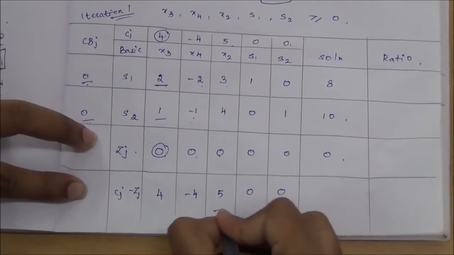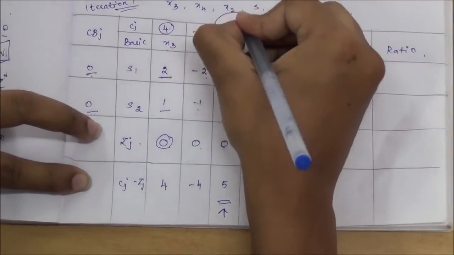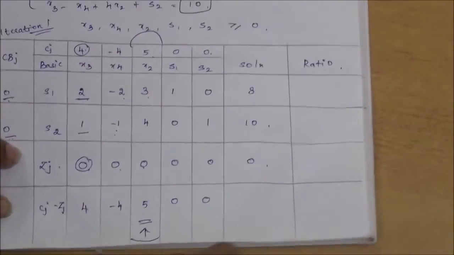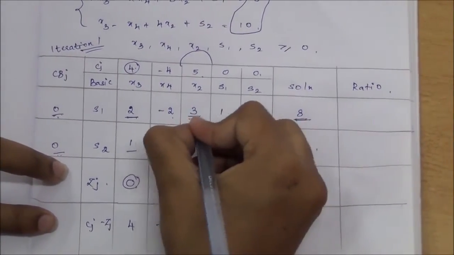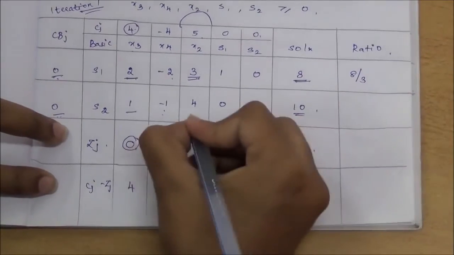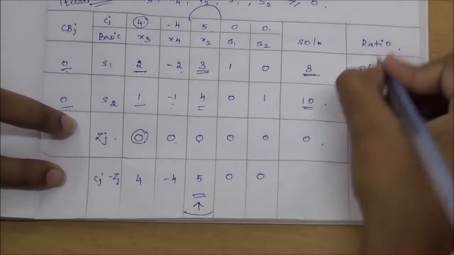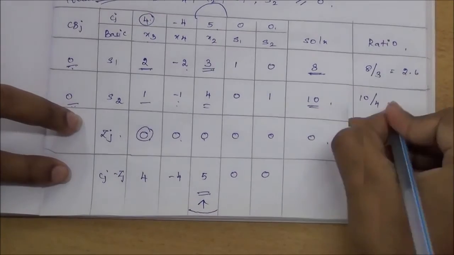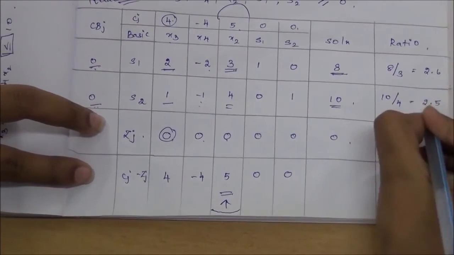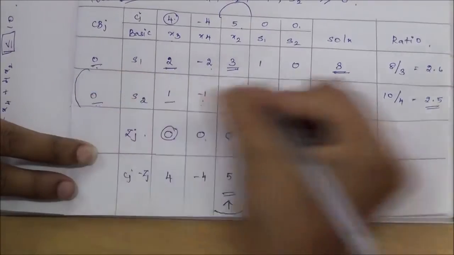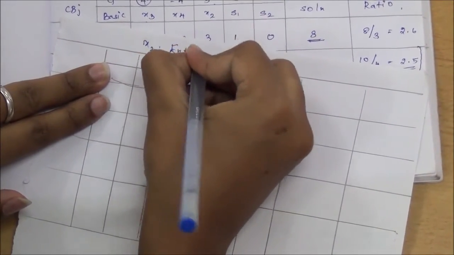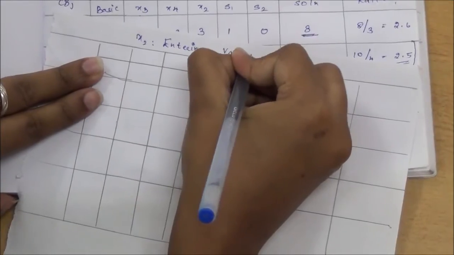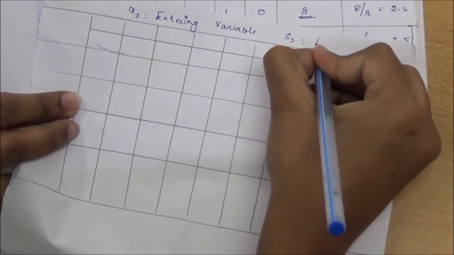Here we have to take the greatest value. This is the greatest value in the table, and this will be the entering variable. Here we have to find the ratio, so it will be 8 by 3 and 10 by 4. For this, the value will be 2.6, and for this, the value will be 2.5. So the smallest value gives the leaving variable. So x2 is the entering variable, and s2 is the leaving variable.